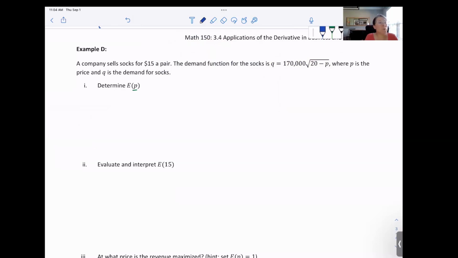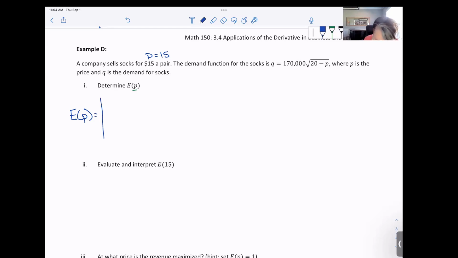All right, for example D, it says a company sells socks for $15 a pair. So they are giving us a price that they want us to work with. And then they're giving us a demand function for the socks at Q equals 170,000 square root of 20 minus P. P is the price, Q is the demand. Notice in part 1, they just want us to determine the equation or the formula for the elasticity with a generic P. So we're not going to plug in the 15 yet. So we've got elasticity of P.